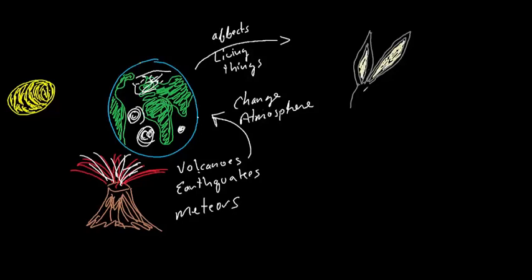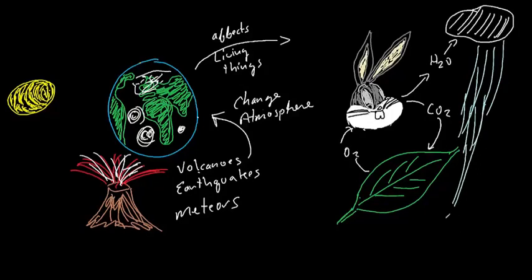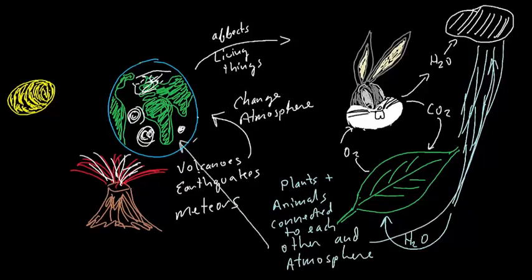So let's consider a very simplified carbon cycle. The rabbit breathes out carbon dioxide, and the plant breathes that in and then releases oxygen. These two kinds of organisms participate in a cycle that maintains CO2 and oxygen levels in the atmosphere. But that's not all. The animal is also breathing out water that ends up in the atmosphere. And eventually that water rains back down and is absorbed by the plant, which passes the water on to the animal that eats it. Not only are the plants and the animals connected to each other, they are interconnected within the atmosphere and with the atmosphere.